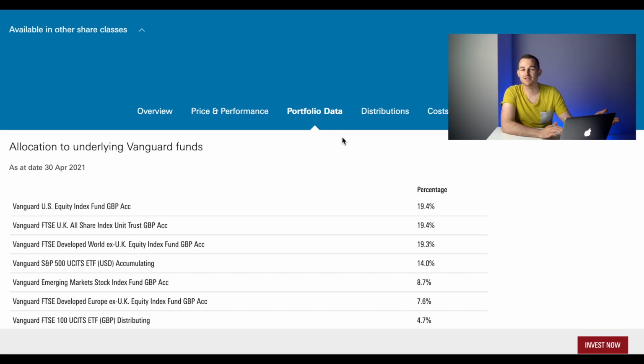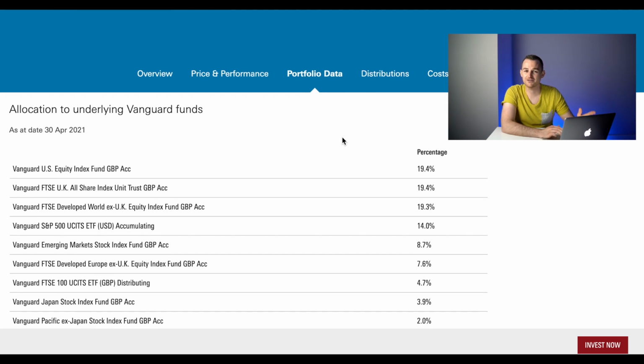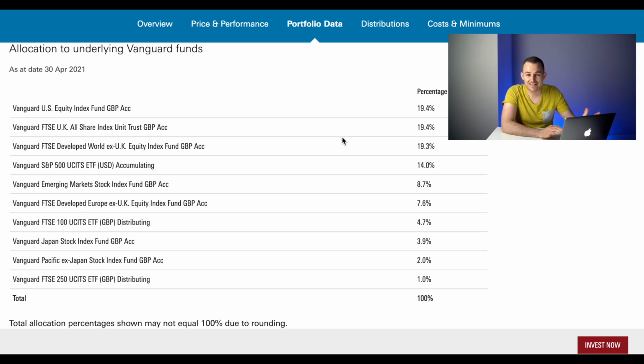And this is because the Life Strategy funds are something known as a fund of funds. So usually on this page we'd see all the different companies that the fund invests in. Instead, because the Life Strategy Fund is a fund of funds, you are actually going to see the different index funds it invests in. So the Life Strategy 100 is actually made up of 10 different index funds and ETFs. You can see them in order of how much they make up of the Life Strategy Fund.